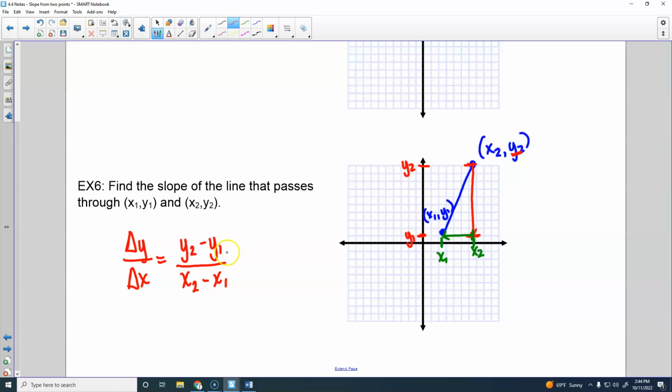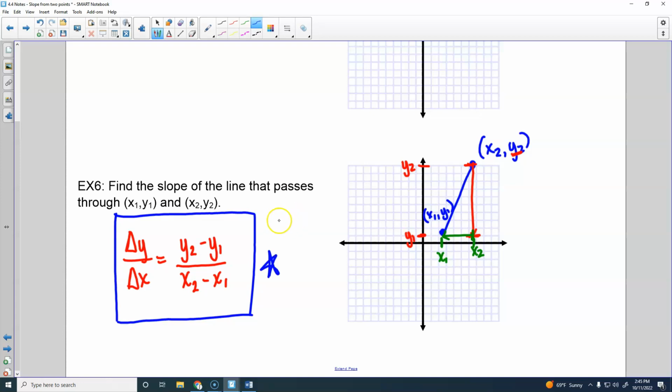Okay? This is our formula that we're going to use for the slope between 2 points. This is a big one that you need to know. It will show back up over and over and over again. Okay? This is your slope formula. Do you guys remember seeing this last year? y2 minus y1 over x2 minus x1.